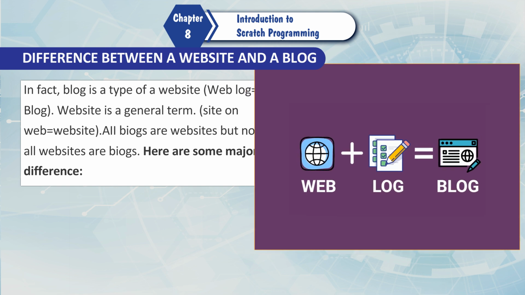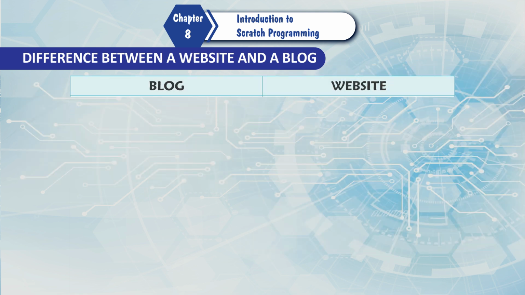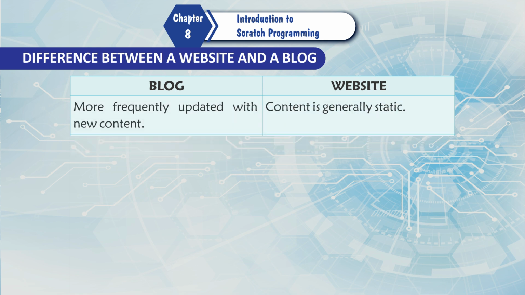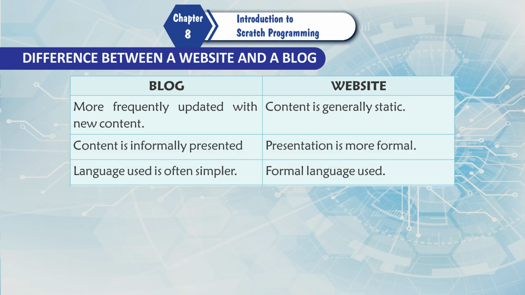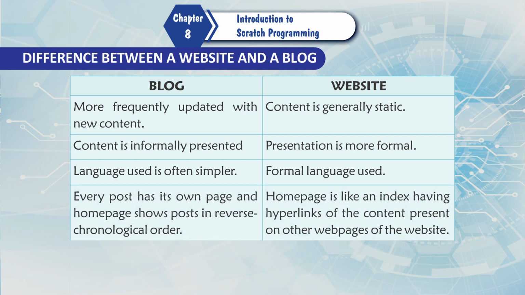Here are some major differences. Blog: more frequently updated with new content. Website: content is generally static. Blog: content is informally presented. Website: presentation is more formal. Blog: language used is often simpler. Website: formal language used. Blog: every post has its own page and the home page shows posts in reverse chronological order. Website: homepage is like an index having hyperlinks to the content present on the web pages of the website.